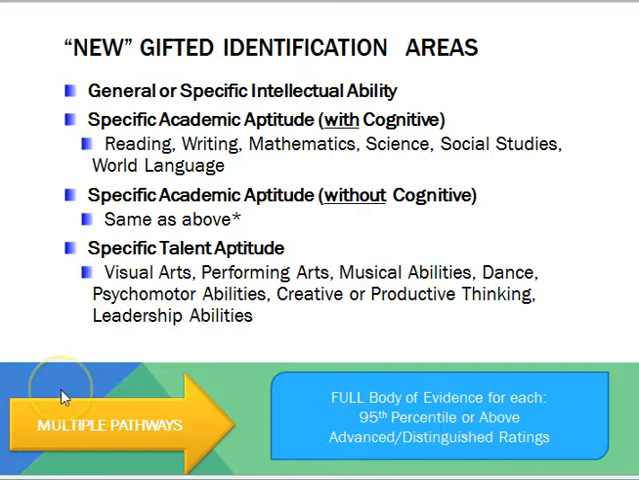There are multiple pathways for reaching these identifications, and we'll talk about that in just a moment. Please be aware that the state requires a full body of evidence for each of these, and it's very specific. We are looking at students scoring at the 95th percentile or above, or they must have advanced or distinguished ratings, dependent upon if it's a norm-referenced assessment or a criterion-referenced assessment.